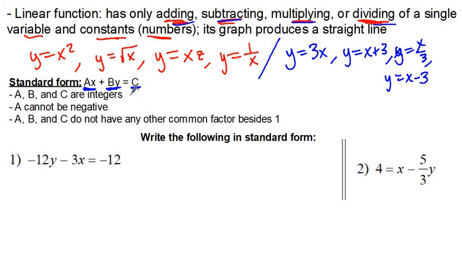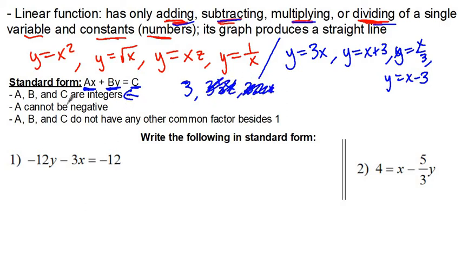And the rules are these. A, b, and c have to be integers. That means whole numbers. So for example, 3 is an integer. 3 and 1/3 is not an integer. 3.2 is not an integer. An integer is just a number that doesn't have any fractions or decimals. Or it could be a negative number. So these don't count as integers.